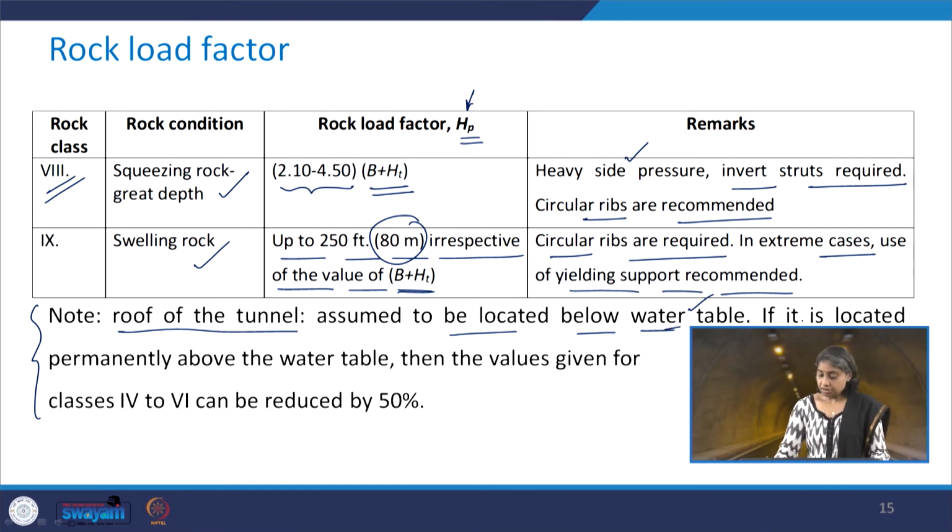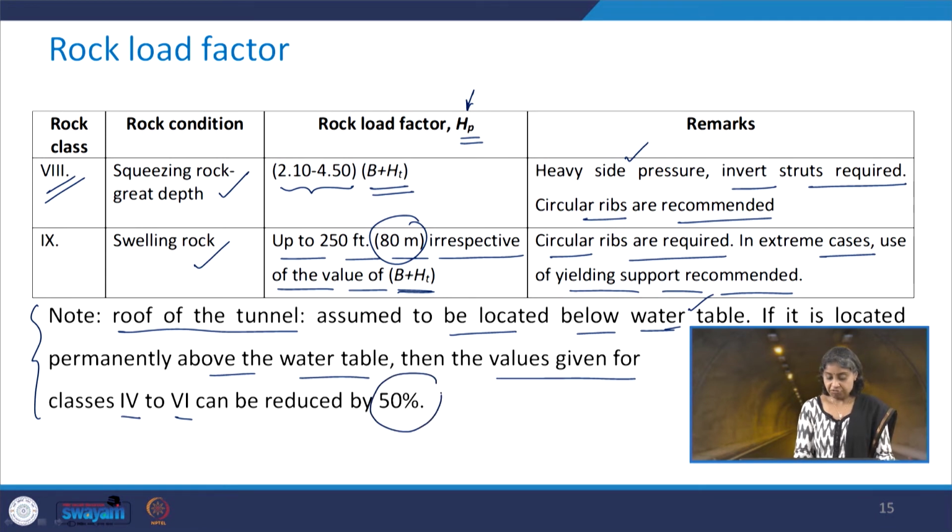Now, if the roof is located permanently above the water table, then the values given for classes 4 to 6 can be reduced by 50%. So, this modification should be made if the roof is located permanently above the water table.